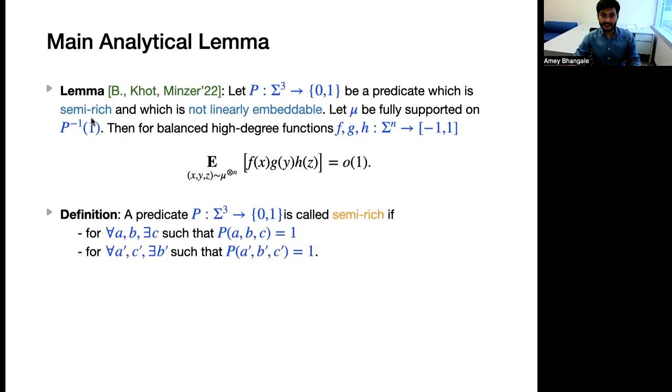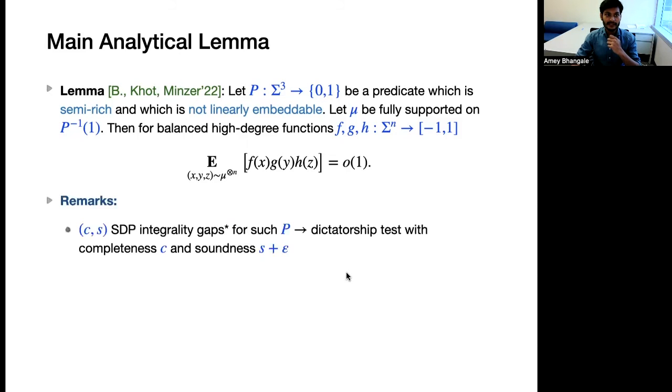So let me define this semi-rich condition formally. A predicate P is called semi-rich if for every A and B there exists a C in sigma such that A, B, C is a satisfying assignment. And similarly, for every A prime and C prime, there exists a B prime such that A prime, B prime, C prime is a satisfying assignment. You can think of this semi-rich condition as the predicate being somewhat dense. And our lemma says that if the predicate is dense in this manner, and if the predicate is not linearly embeddable, then we can really control the high degree terms.